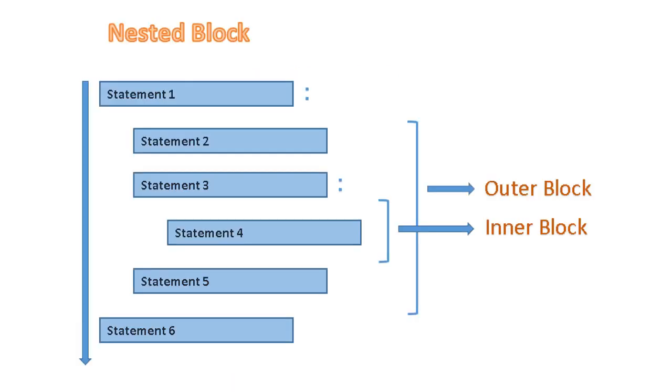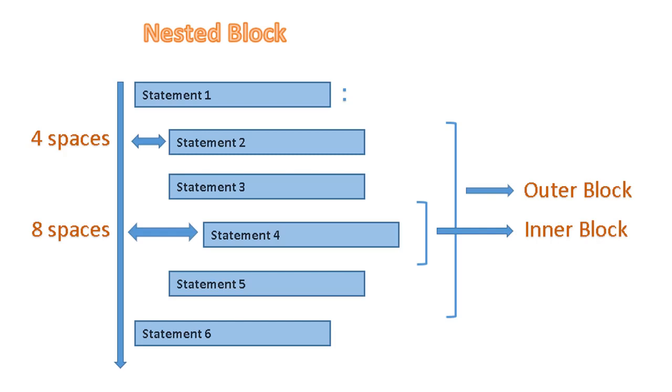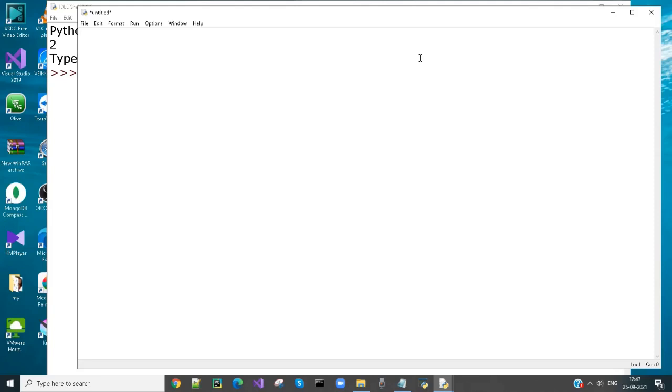Nested block. When a block of code is written within another block of code, it is called a nested block. The outer block has the indentation of 4 spaces from margin, and the inner block has the indentation of 8 spaces from margin. And for each inner block, 4 additional spaces are required. Now let's write a program to demonstrate the nested block statement.